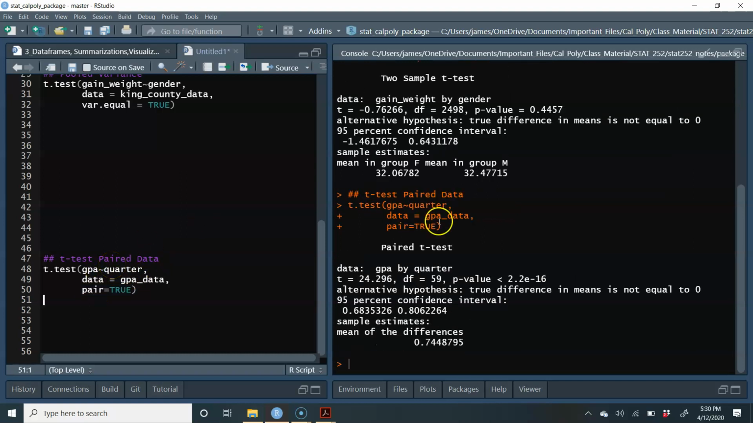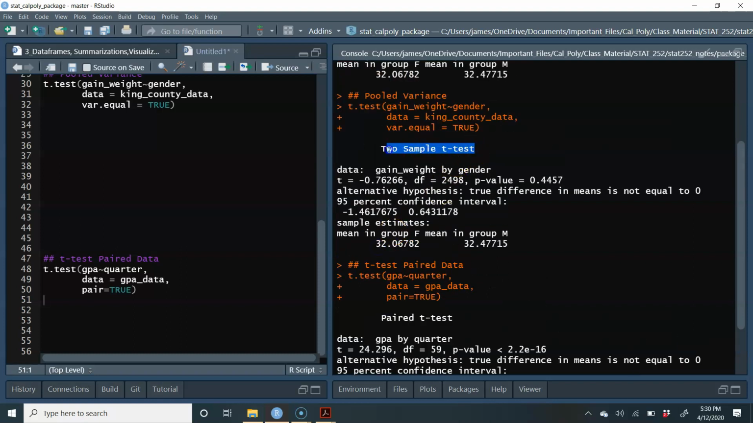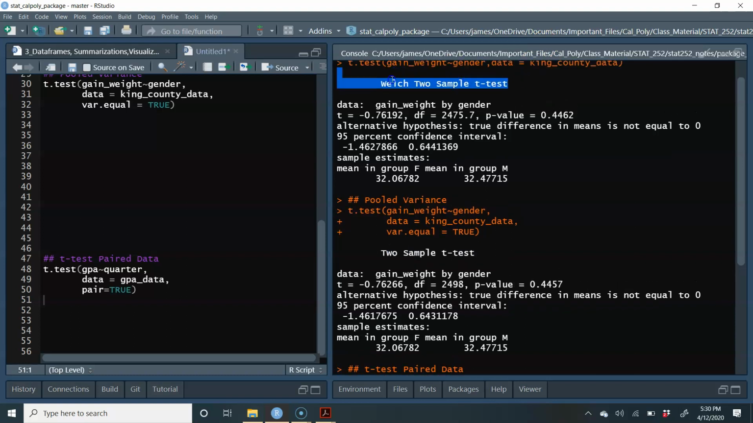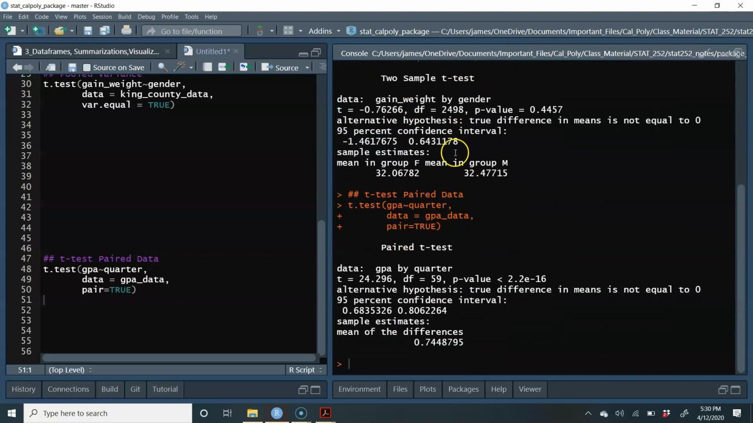Here it says paired t-test. Before this said two sample t-test, and here it said Welch two sample t-test. So those are the indicators of what test you're doing. This is the paired t-test. Look how large this is, my test statistic. This is my degrees of freedom. This is my p-value, really small, telling me that there is a difference.